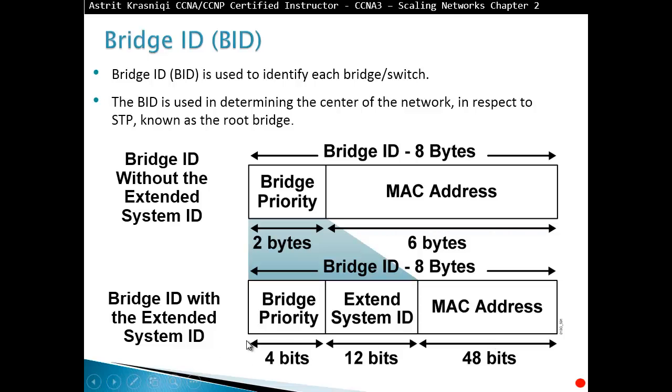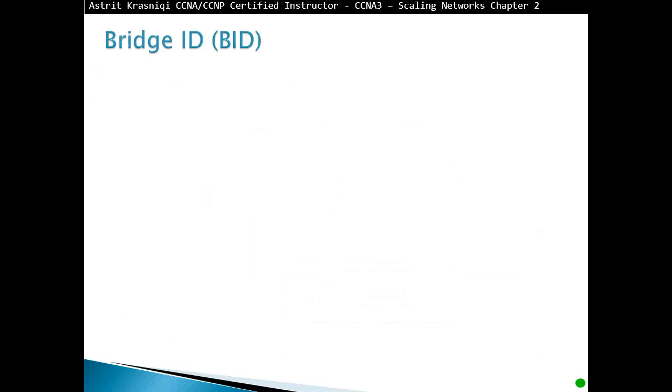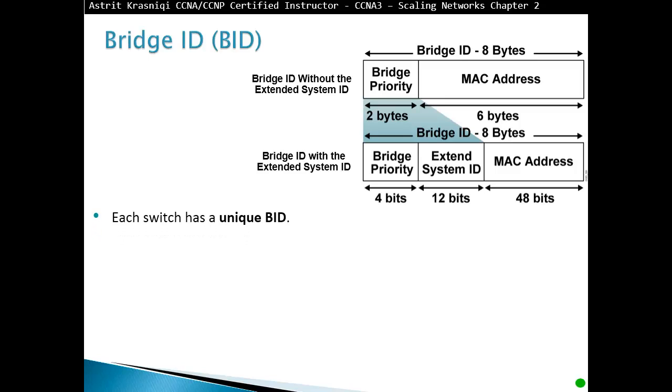So the bridge ID is made out of the bridge priority, which by default is 32,768, plus the system ID, which is the VLAN number, and then the MAC address. So we need to find out who's the root bridge, who's in charge. To find out whoever is in charge, we look at the bridge priority first. If the bridge priority is the same, then we look at the MAC address. So each switch has a unique bridge ID.